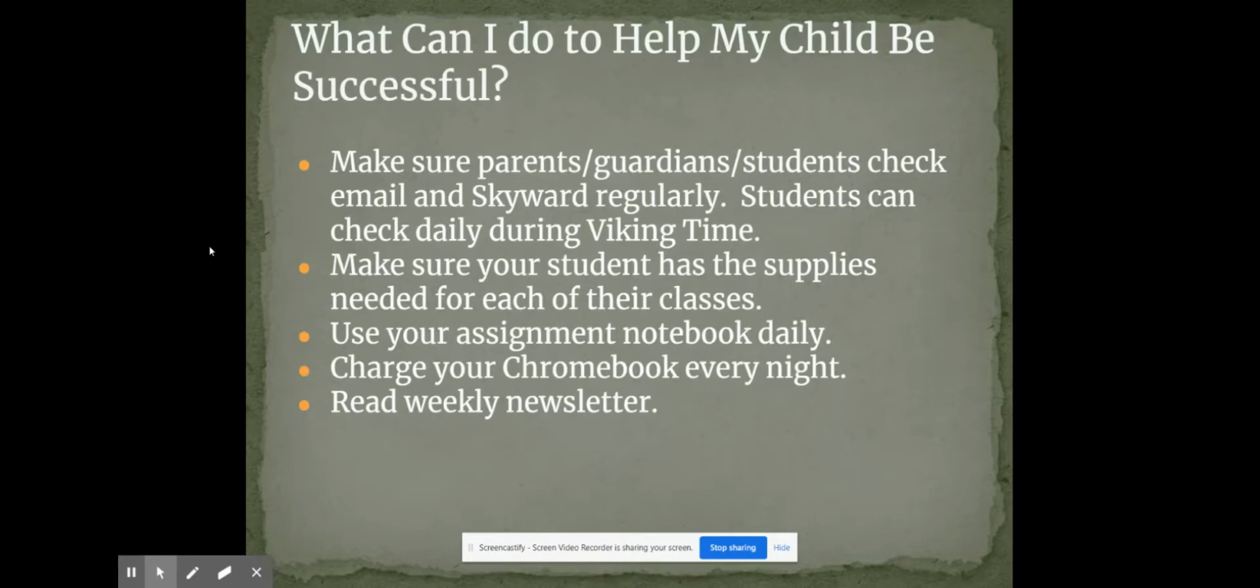Use your assignment notebook daily. Writing down what we do in class each day helps your student keep track of what was done and what they still need to accomplish. Charge your Chromebook every night and read our weekly newsletter.